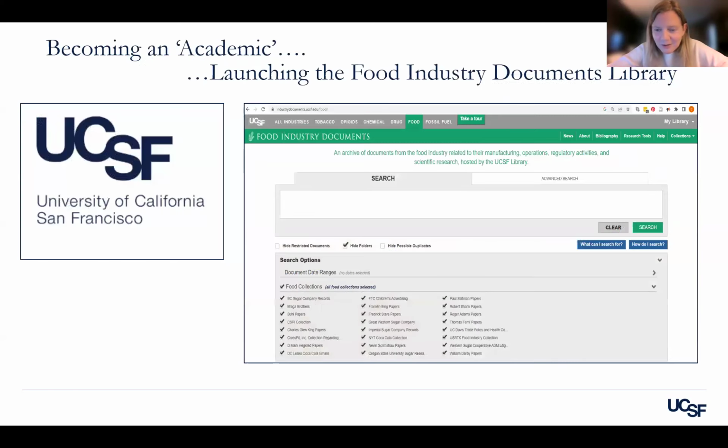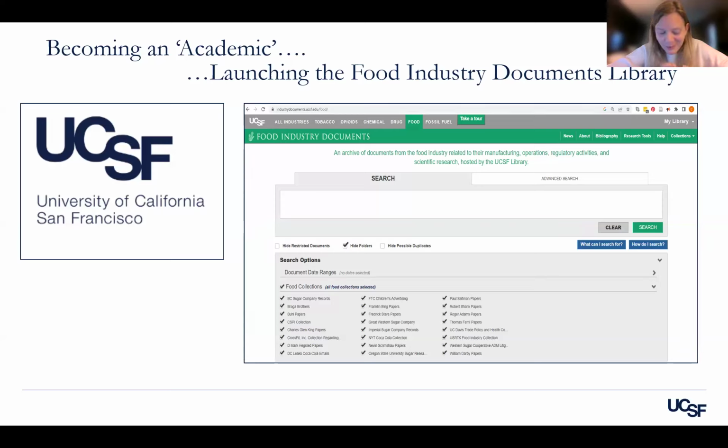And so this led me to entering academia at the University of California, San Francisco, where I joined researchers at the Center for Tobacco Control Research and Education. UCSF is where we host the Industry Documents Library. And this started with the Truth Tobacco Industry Documents, millions and millions of documents which showed us how the tobacco industry has worked to cast doubt on the links between smoking and cancer for decades and decades. And we were able to launch the Food Industry Documents Library back in 2018.